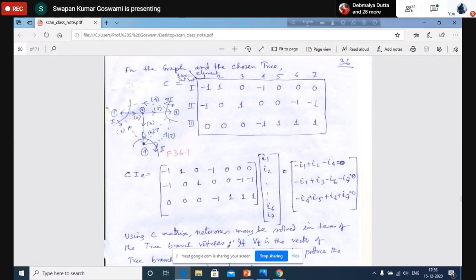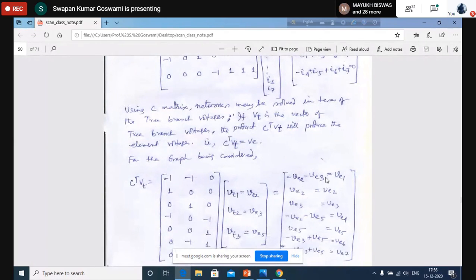I can now consider this loop. So V2 plus V3 plus VE1 equal to 0. Then I can say that minus V2 minus V3 means VE1, because VE1 plus V2 plus V3 is equal to 0 in this loop. I can say VE1 equals minus V2 minus V3. So this is nothing but VE1, element voltage 1. Similarly, this is equal to VE2, certainly the element voltage 2. This is directly equal to VE3.